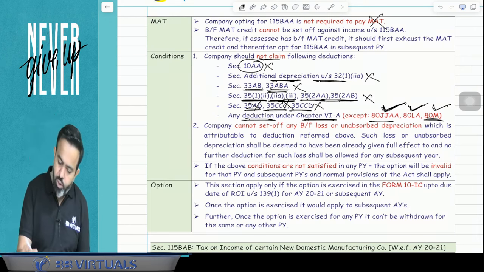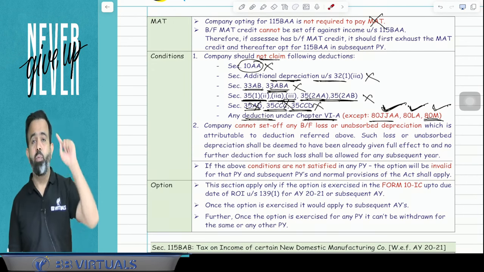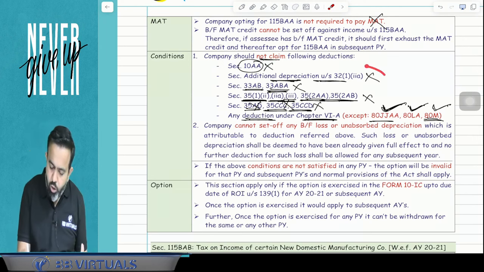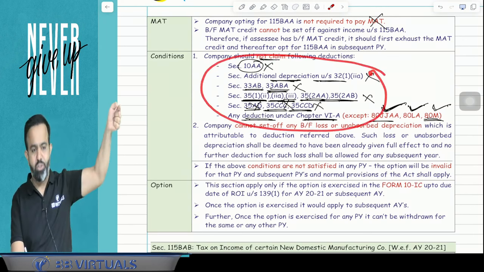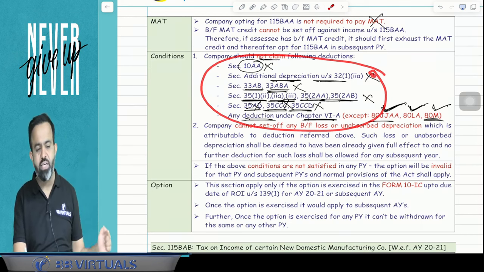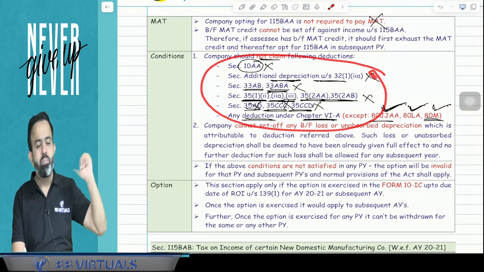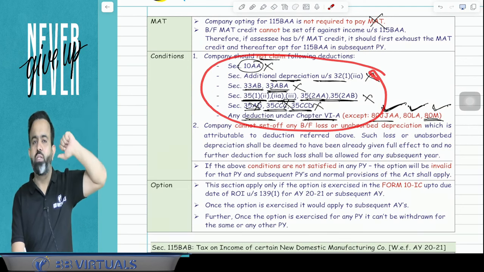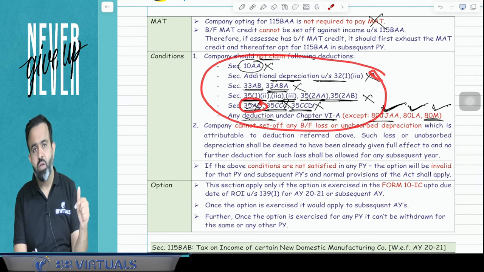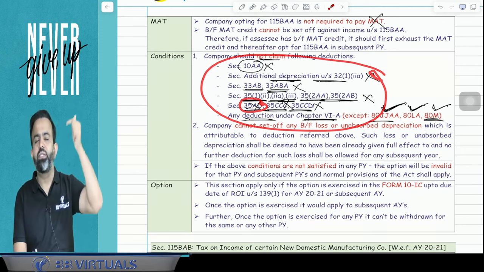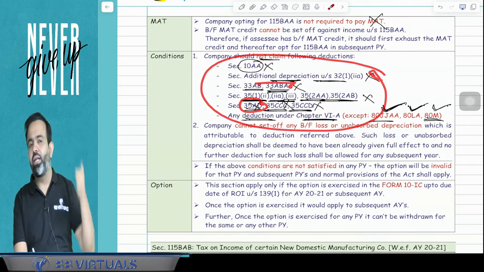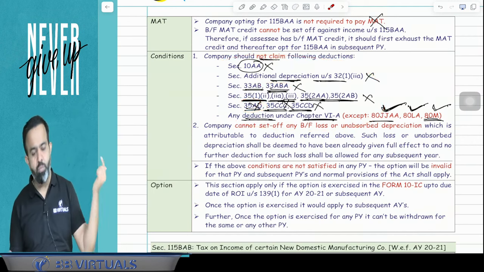Now one more point, the lawmaker says that suppose in your brought forward losses or in your unabsorbed depreciation, there is any loss or depreciation due to this section, then that loss you cannot set off, that depreciation you cannot set off, it is going to lapse. So in simple words, if in your brought forward losses there is a loss due to section 35AD business, or in your unabsorbed depreciation there is depreciation related to additional depreciation, then now you cannot set it off, it is going to lapse.